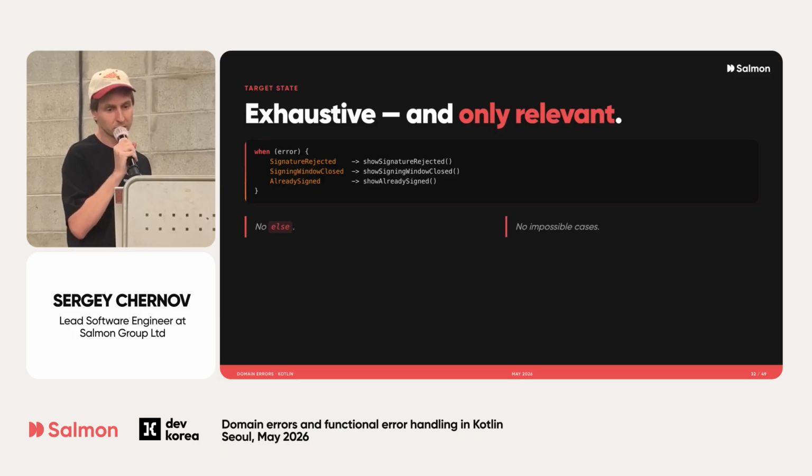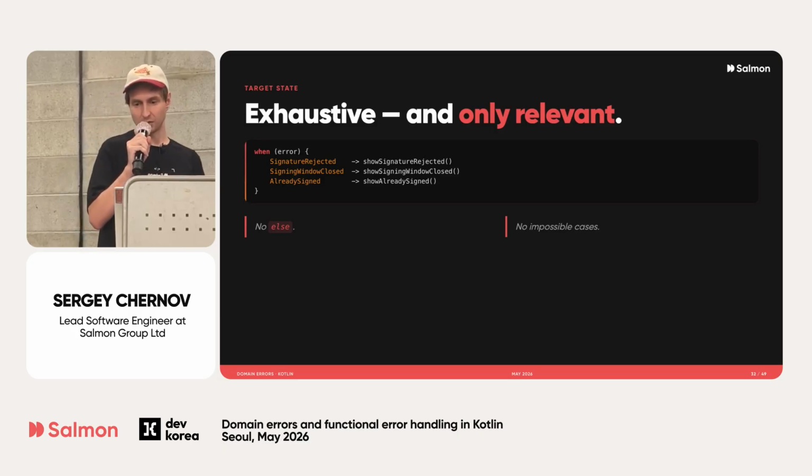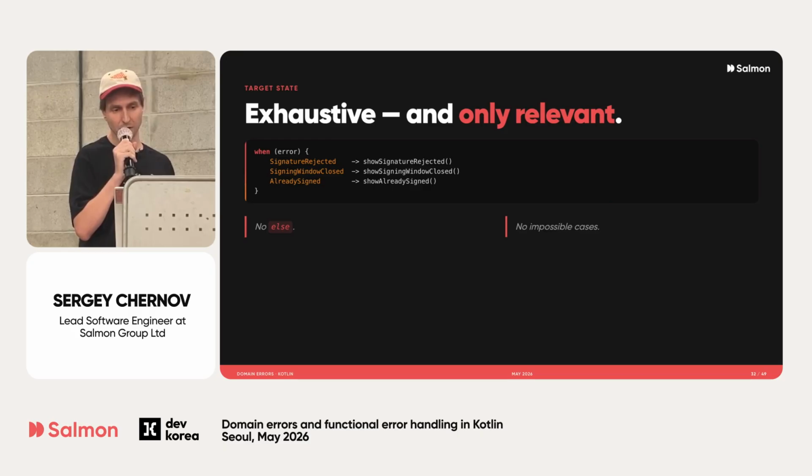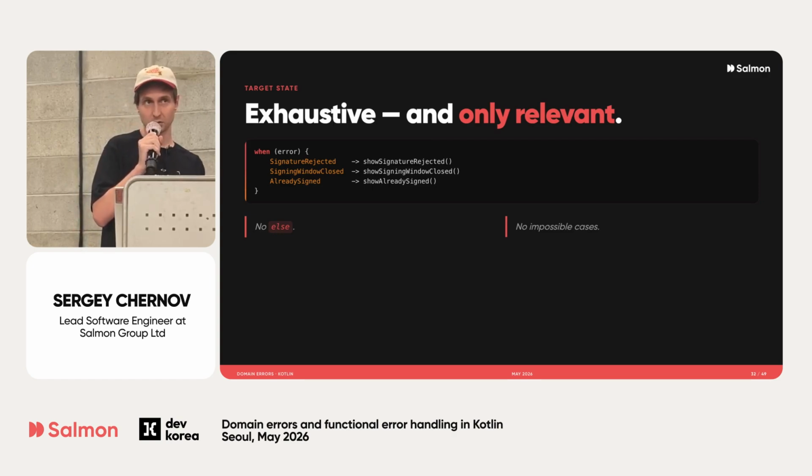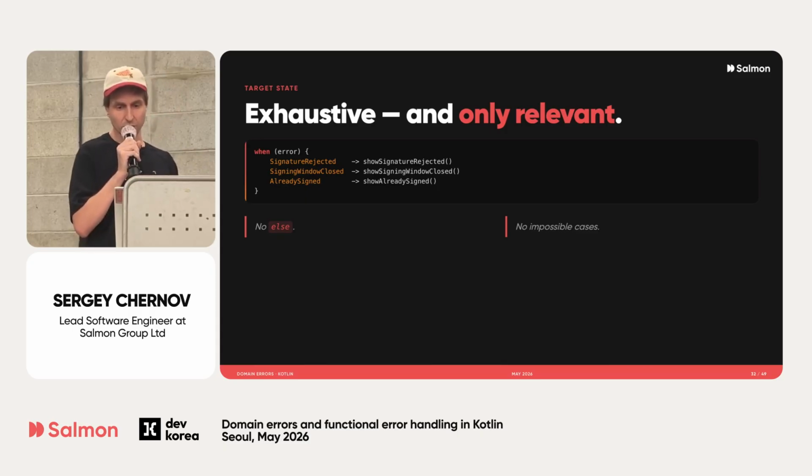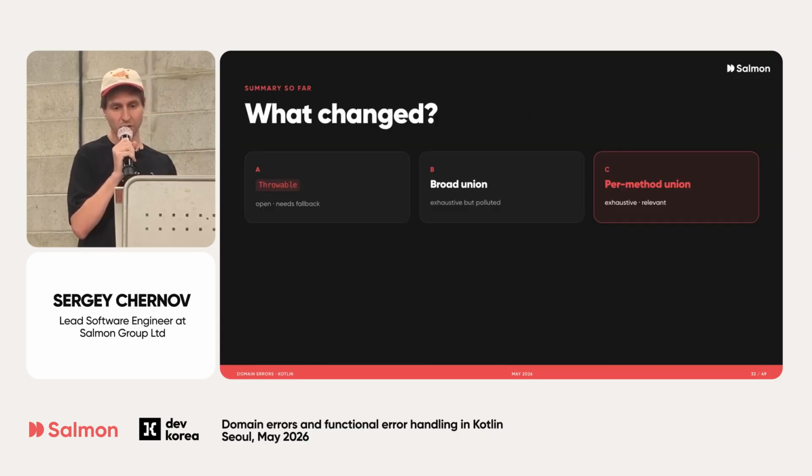And I think this approach is not hard to use, and it works very well. It addresses the problem. The compiler knows all the cases, and no hidden error flow inside the method. So what changed? We tried throwable, we tried broad union, and the best way is per method error union type.